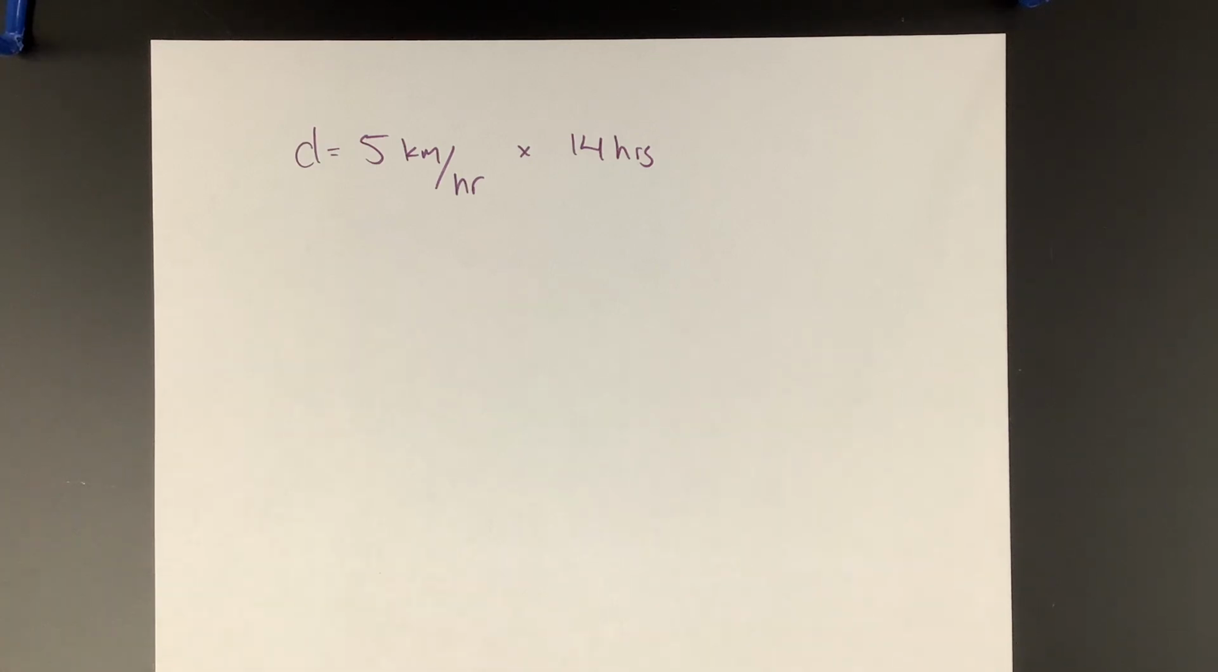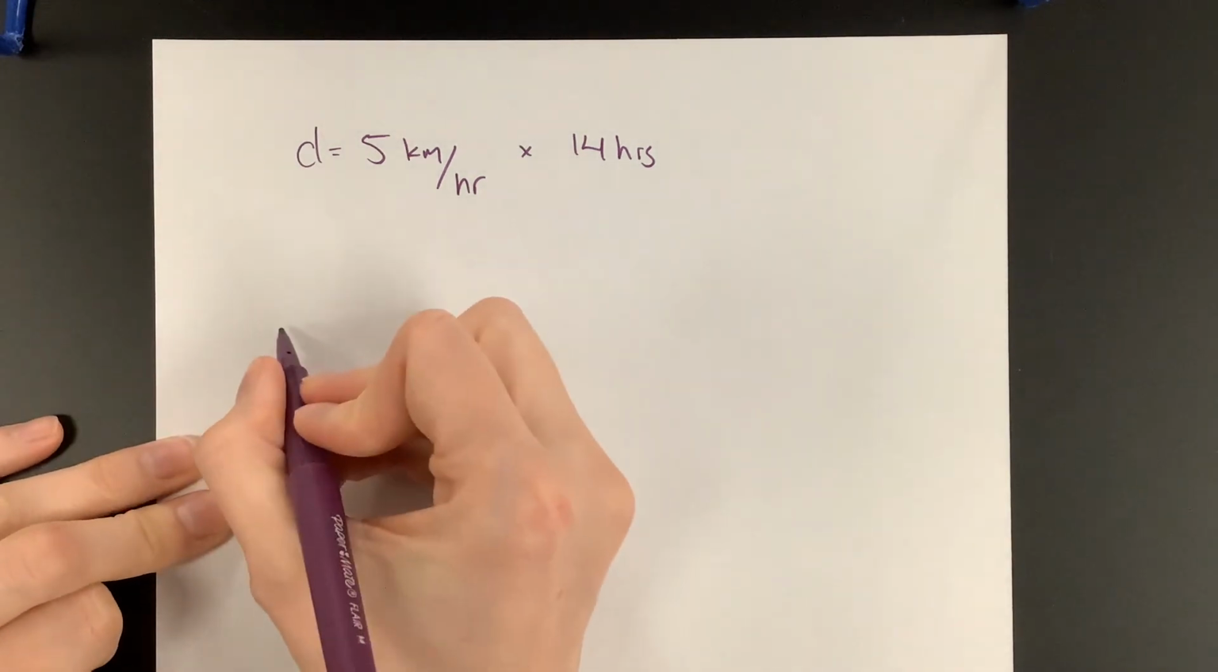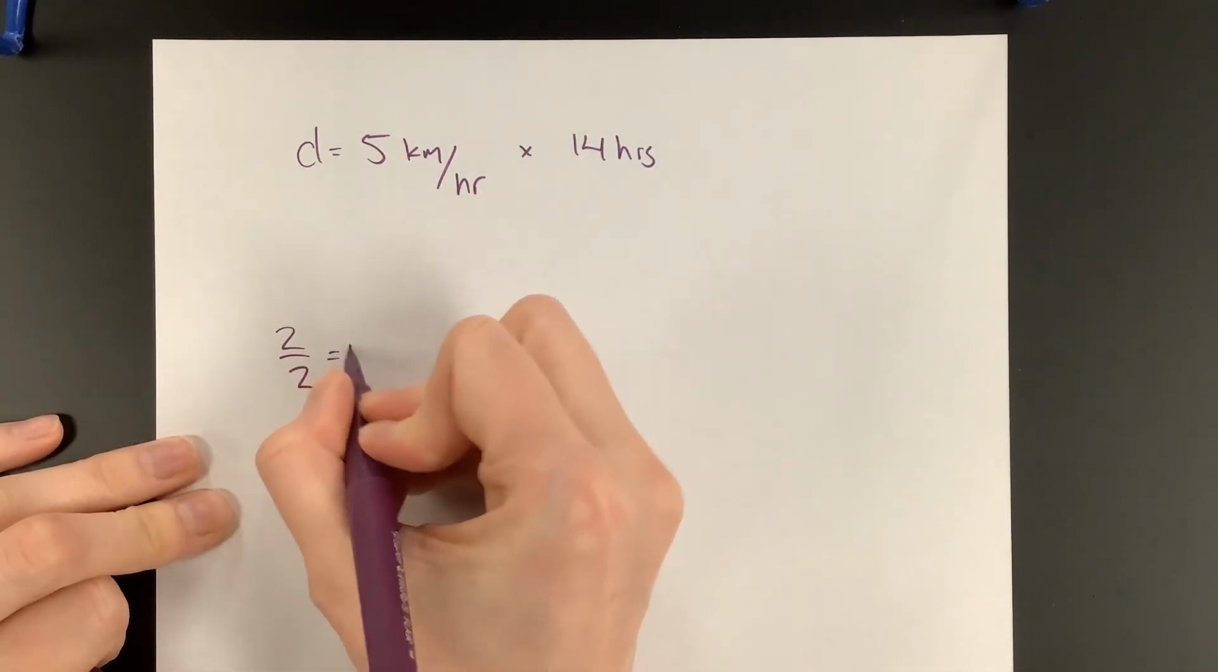But how do you actually figure it out? So here's the thing. Any math you can do on numbers, you can do on units too. So what is 2 divided by 2? 1. So if I wrote it, it'd be like this: 2 divided by 2 is 1.